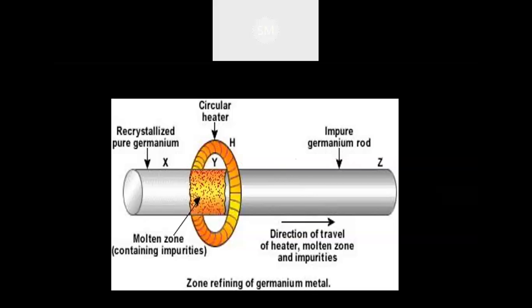When you pass this circular heater, whatever impure material is there will start dissolving and melt out. All the impurities will get dissolved, and as this heater passes by, the impurities go along with it. They will be collected at the end. It is almost like cleaning your house: you sweep everything to one side, and then your floor is left clean. Even this process works like that.